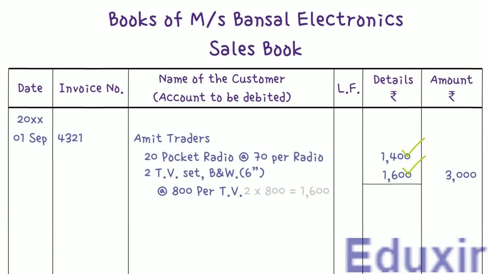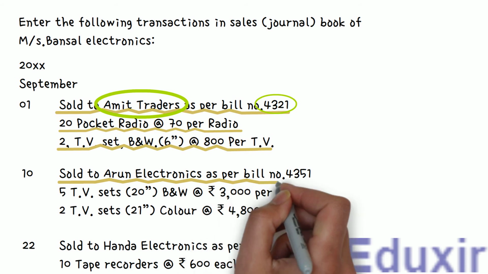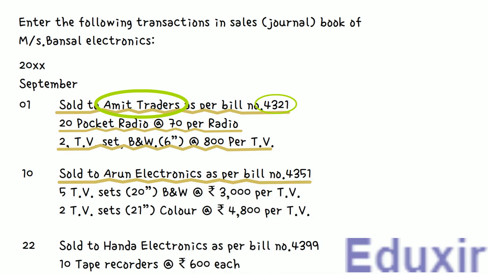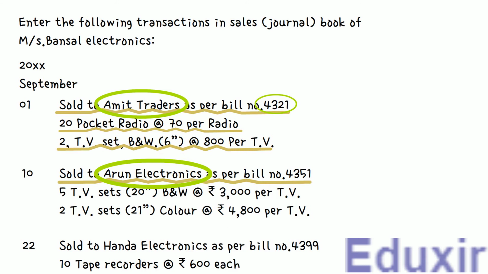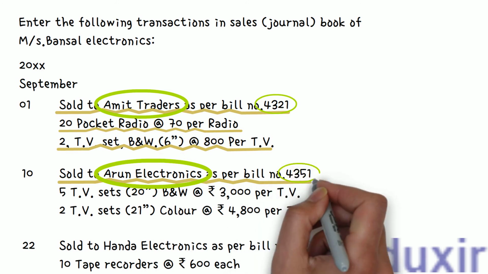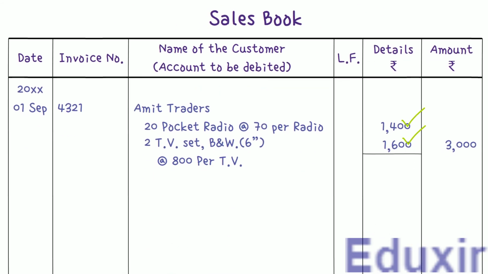Let us now take up the next transaction. In this transaction, the business has sold goods to Arun Electronics. Note that the name of the customer is Arun Electronics and the bill number is 4351. Let us now record these details into the sales book. Let us first record the date.